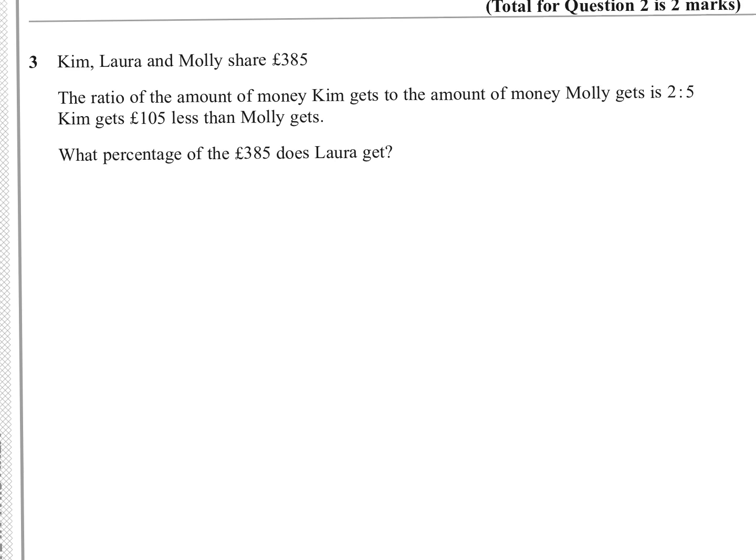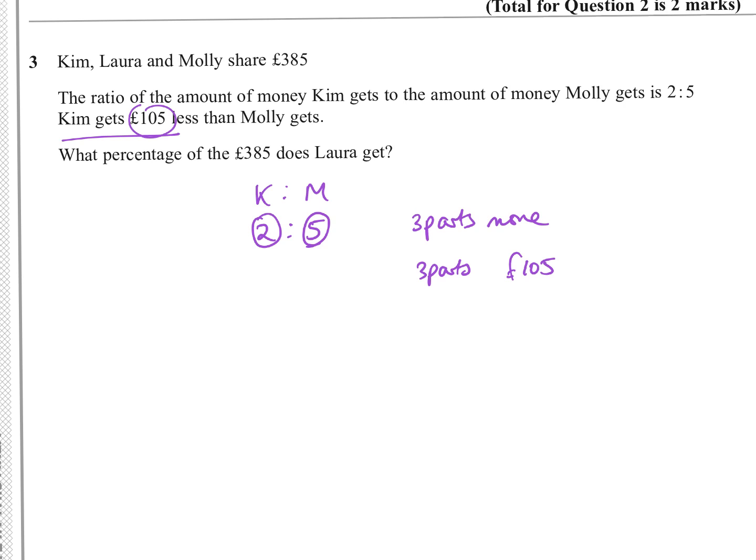We know that the ratio of Kim to Molly in terms of the money they get is 2 to 5, and it clearly says that Kim is £105 less than Molly. Well, Molly has 3 parts more than Kim, because she has 5 parts for every 2 that Kim gets. So that 3 parts must be the £105. And if you do 105 divided by 3 on your calculator, you'll get £35 per part.